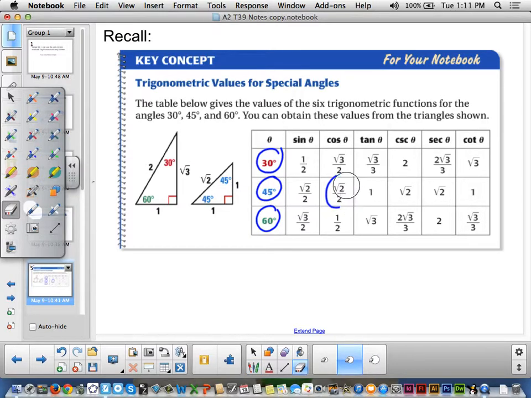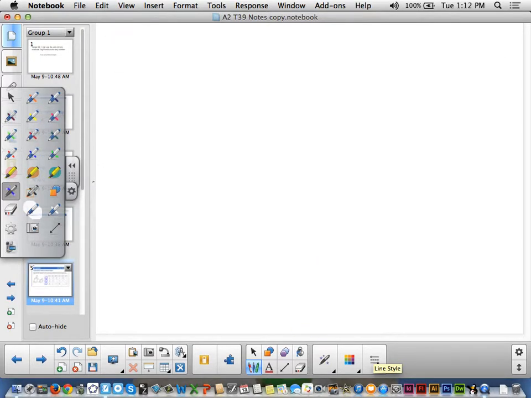A few quick hints as far as looking at this chart. Those two values are always the same. Those two values are always the same.